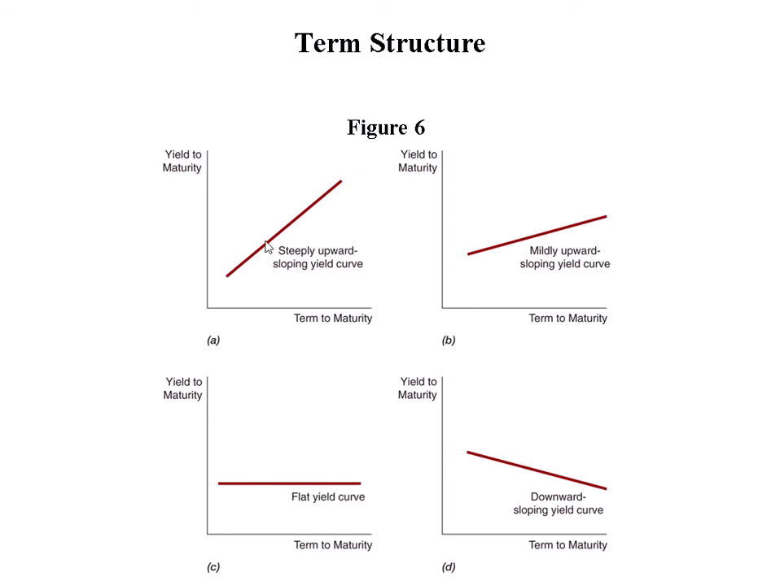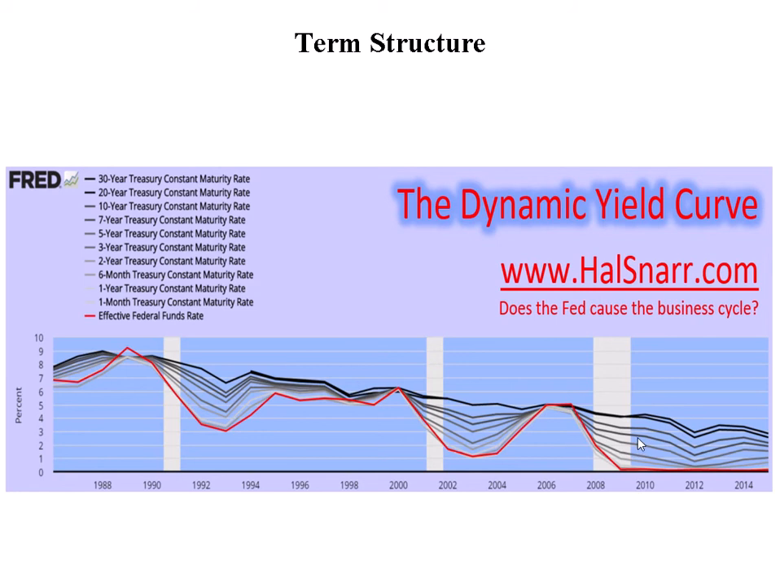Okay, so this is a steep upward sloping yield curve, and that indicates that a robust recovery is underway. And then as it flattens and inverts, we end up in a recession. If you want to read this article, I can share it with you, but this is what I call the dynamic yield curve.